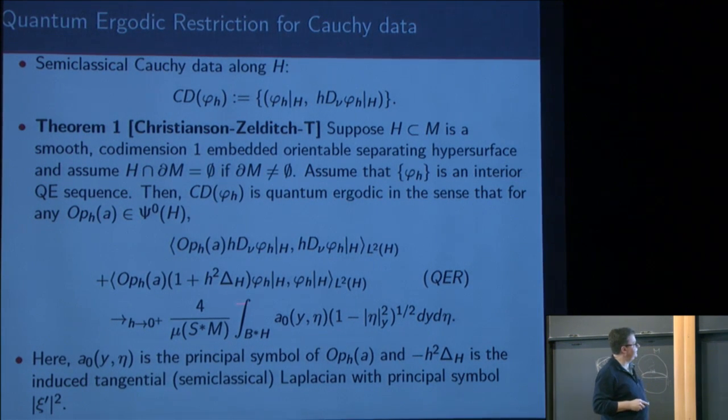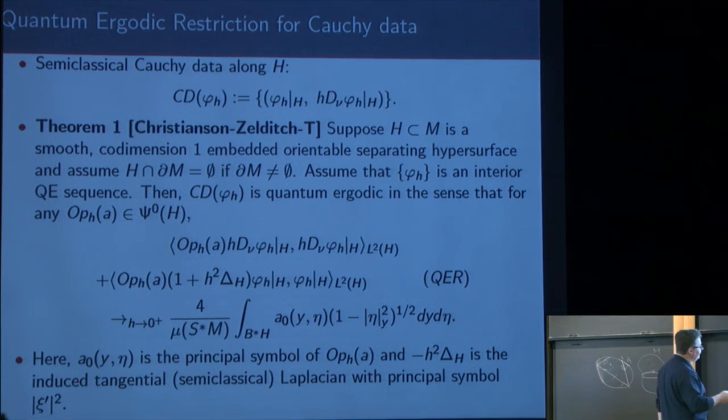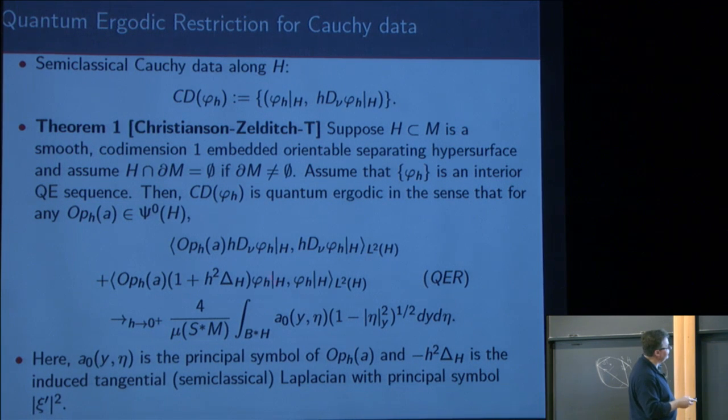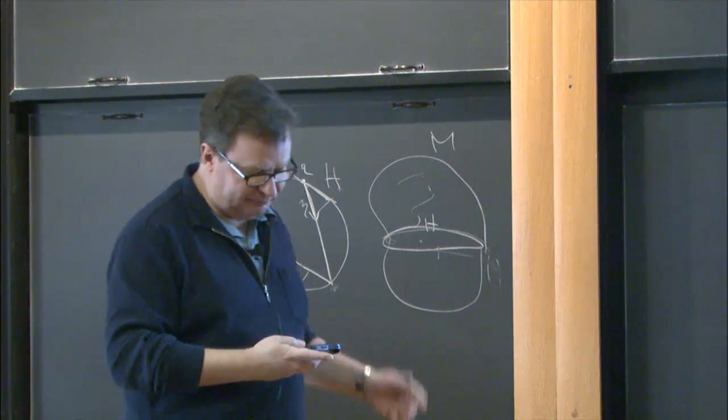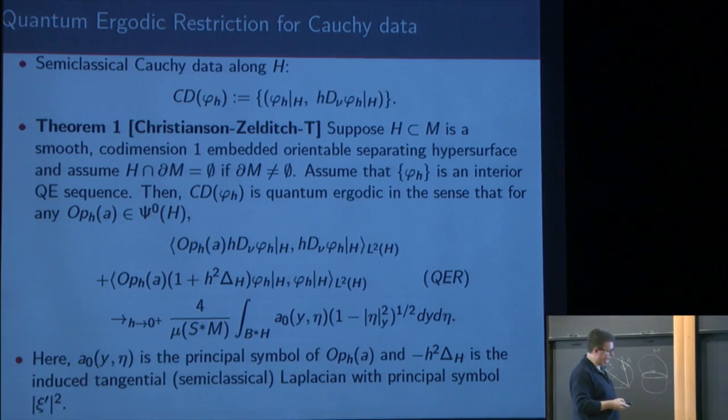The key point here is that there is this tempering factor, which is the identity plus h bar squared delta sub H, where delta sub H is the Laplacian along H. So this thing tempers the growth of the Dirichlet data along H. That's crucial. If you leave that out, it's false, right? The symbol of this operator vanishes exactly in the tangential directions to H.